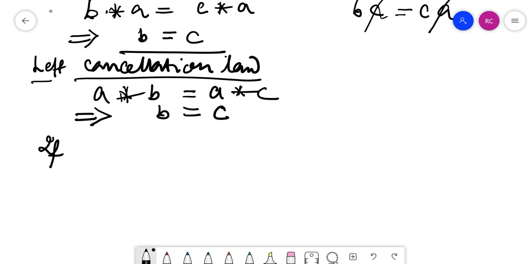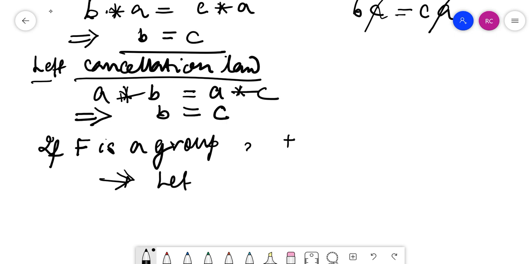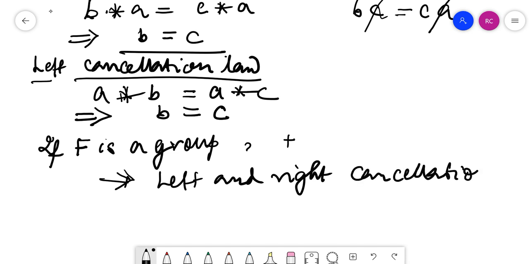So if G is a group and there's this binary operation plus, this would imply that left and right cancellation laws would hold.